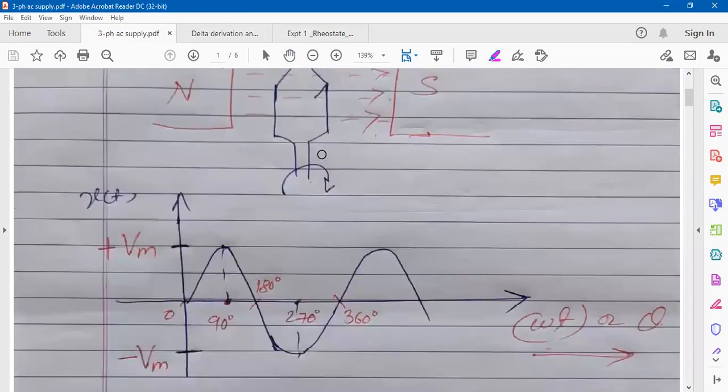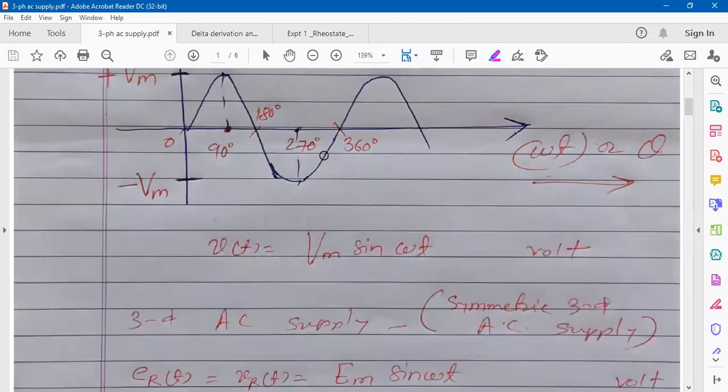So we are getting 3-phase AC supply R, Y, B, neutral, isn't it? 3-phase 4-wire AC supply terminals. Now this 3-phase AC supply we are going to apply across some load. A 3-phase load, star connected or delta connected. That one also we'll see.